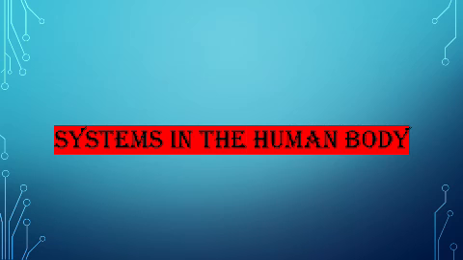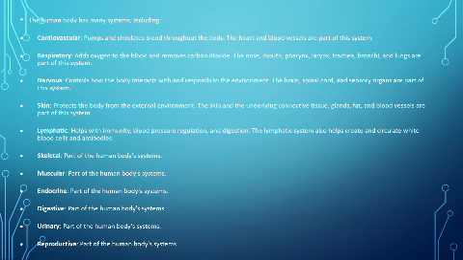So, today in our Science Tech YouTube channel, I am going to deal with the systems in the human body. Our human body contains 11 types of systems. They are the cardiovascular system, respiratory system, nervous system, skin which is the integumentary system, lymphatic system, skeletal system, muscular system, endocrine system, digestive system, urinary system, and reproductive system.